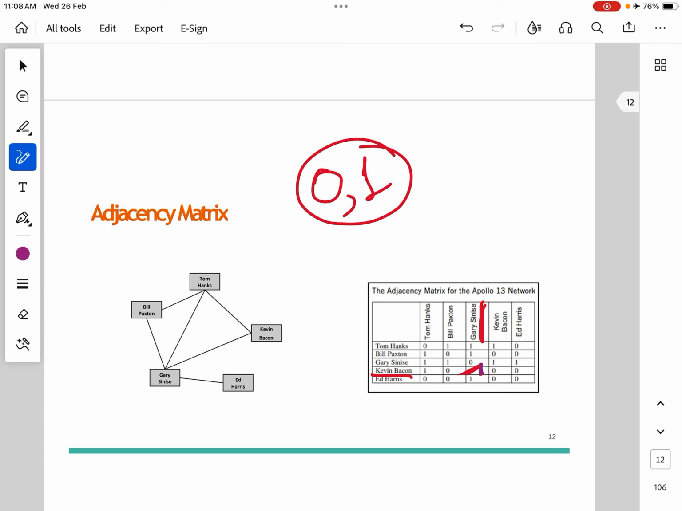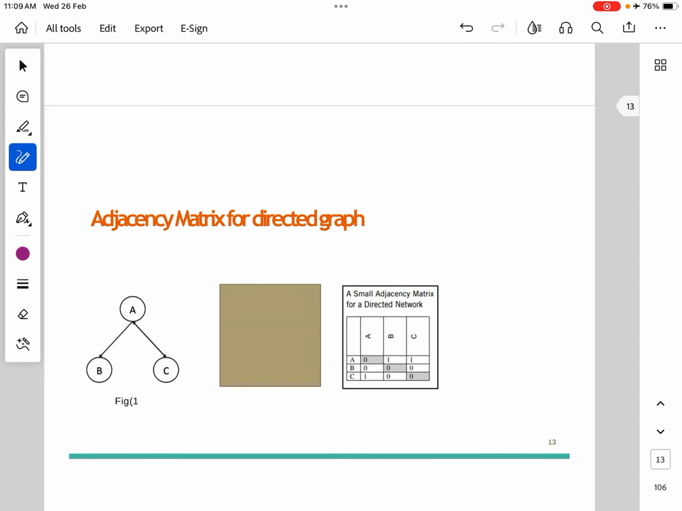Kevin, comma Kevin, there is nothing, and Kevin, comma Ed is also nothing. Now Ed, comma Tom, nothing is there. Ed, comma Bill, also nothing is there. Ed, comma Gary, there is an edge connecting Ed and Gary, so it will be 1. Ed, comma Kevin, there is no edge, and Ed, comma Ed also no edge. So this way we have to represent the adjacency matrix.